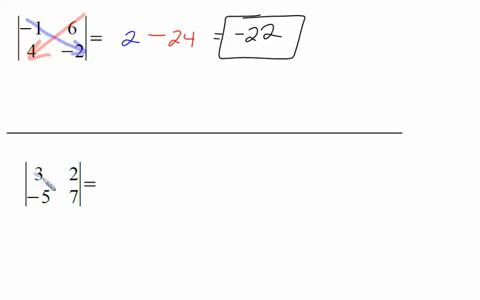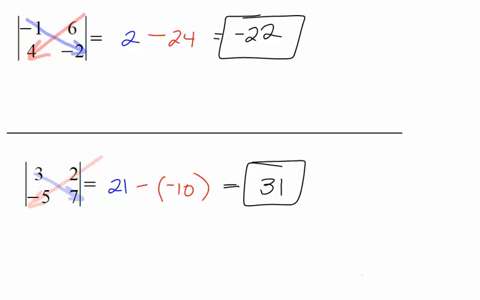So now when we go to our second problem, again we multiply going down to the right, and we subtract when we go backwards to the left. So in this case, 3 times 7 is 21. Now here, be careful, we're subtracting. -5 times 2 is a -10. We're subtracting a -10, which really means we're adding 10. So that result would be 31.